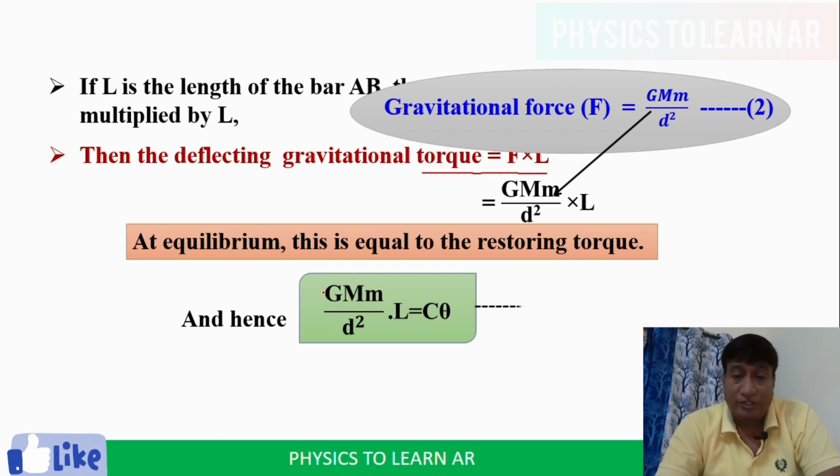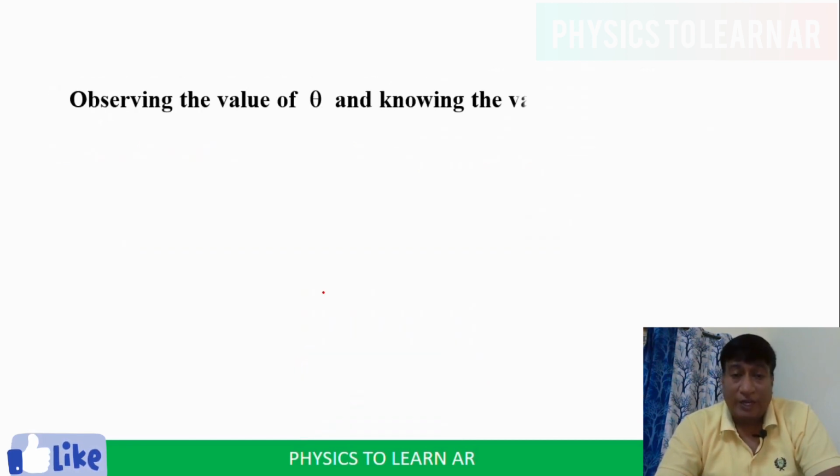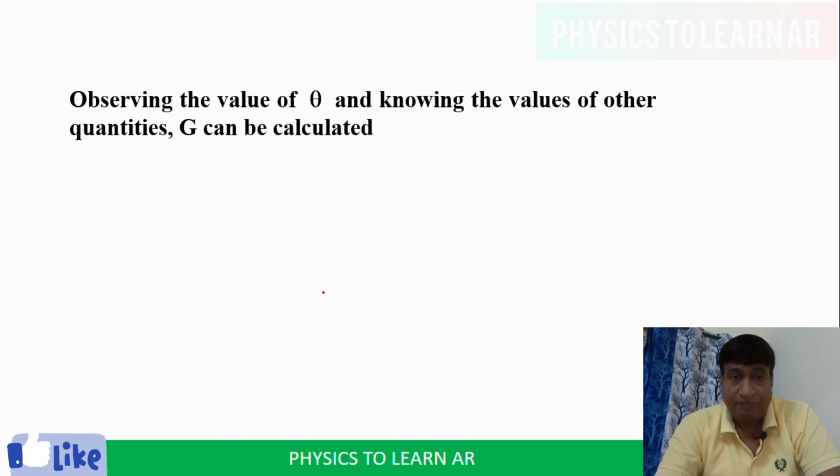By modifying this equation, we can get capital G is equal to C into theta into d square by capital M into small m into L. If you know all the values and substitute them, we can get the capital G value. By observing the value of theta and knowing the values of other quantities, G can be calculated.